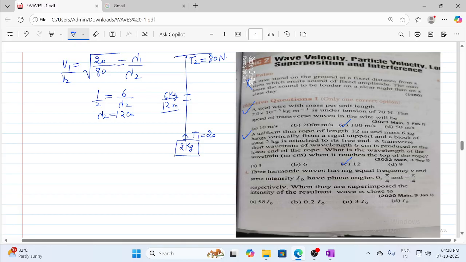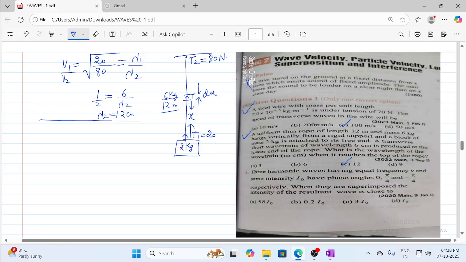So what I will take? I can take x from bottom or top. Wherever I can take, the answer will be same, not an issue. I am taking a small element here. How much length? dx at the separation x. Got it? How much will be the tension here?